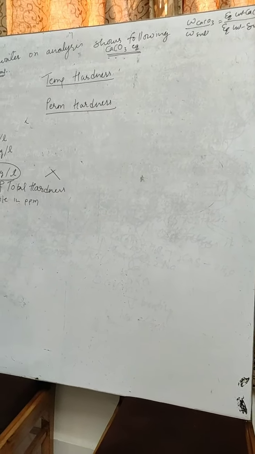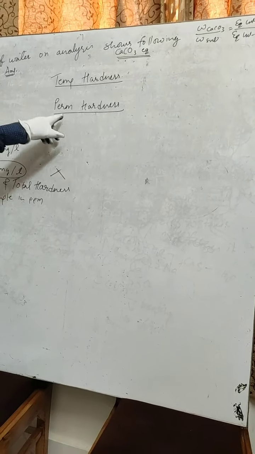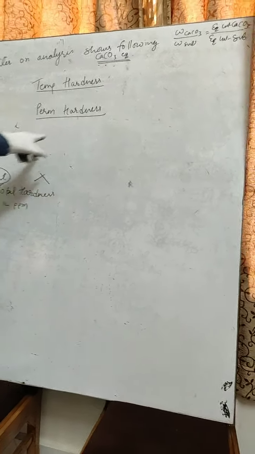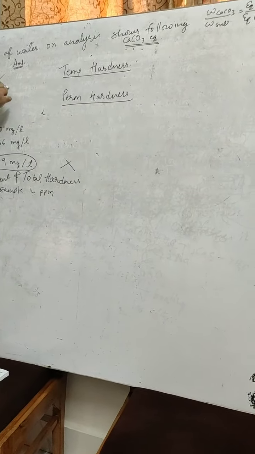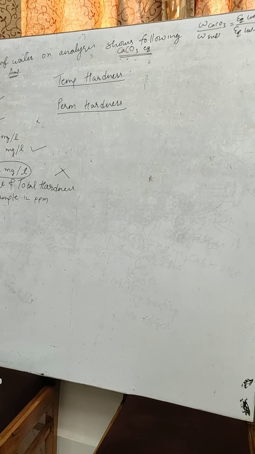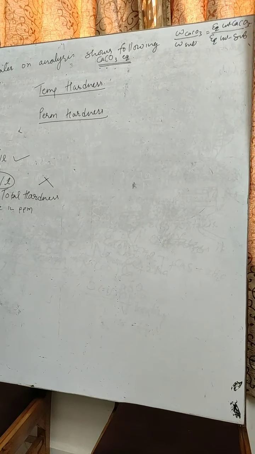So when you are calculating the permanent hardness, you have to consider the substances like magnesium chloride, magnesium nitrate, and magnesium sulfate, and you simply add them. I'll just sum up what answer is there.